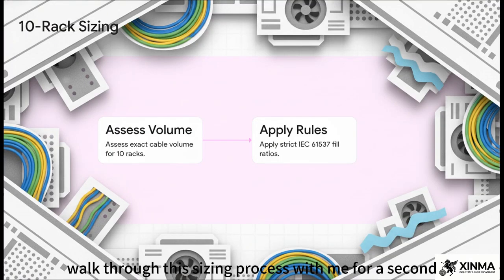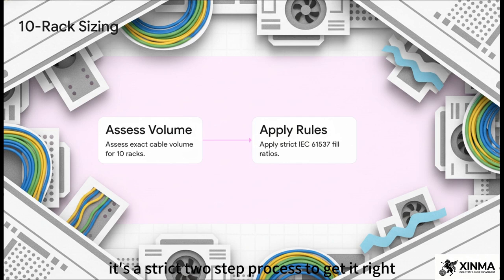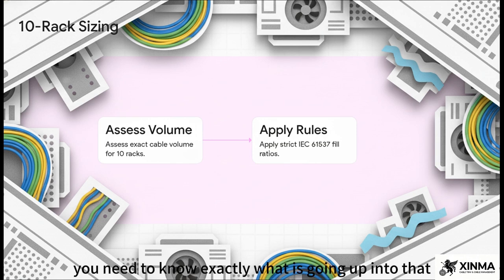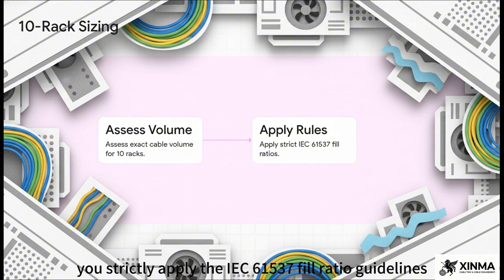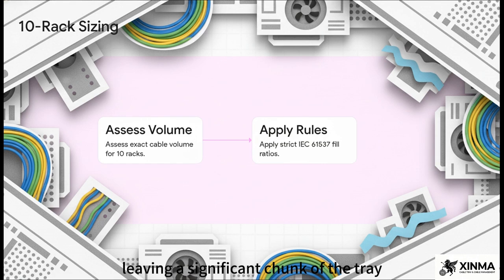Walk through this sizing process with me for a second. If you're tasked with sizing a perforated tray for a 10-rack server row, it's a strict 2-step process to get it right. Step 1, you have to accurately assess your total cable volume for those 10 racks. You need to know exactly what is going up into that overhead space. Once you have that precise volume, step 2 is entirely non-negotiable. You strictly apply the IEC 61537 fill ratio guidelines. In the real world, this usually means leaving a significant chunk of the tray entirely empty, often capping your fill volume at 40 or 50%. You can't just pack the tray to the brim. Adhering to these specific IEC fill ratios guarantees that there's enough physical, empty space left over inside the tray so that convective cooling can safely happen around all your active cables.